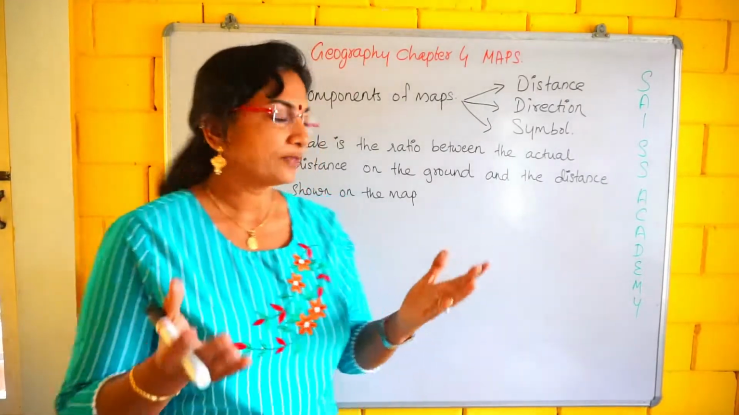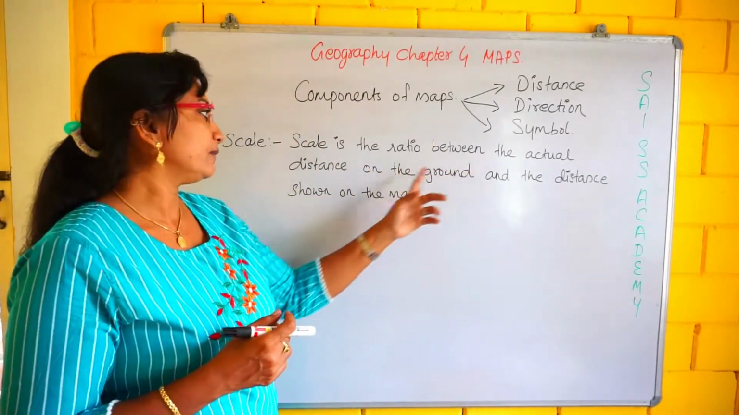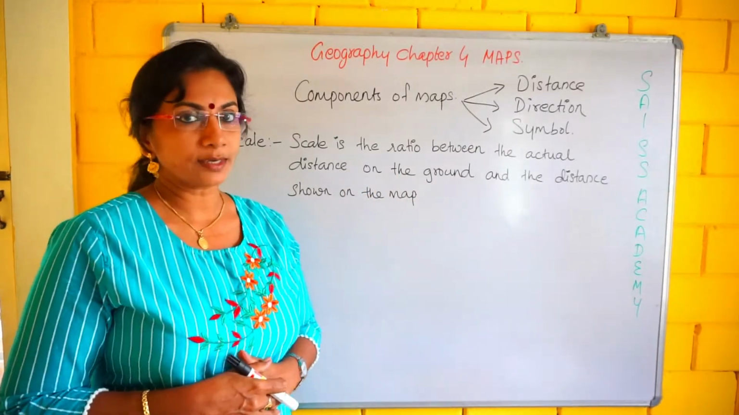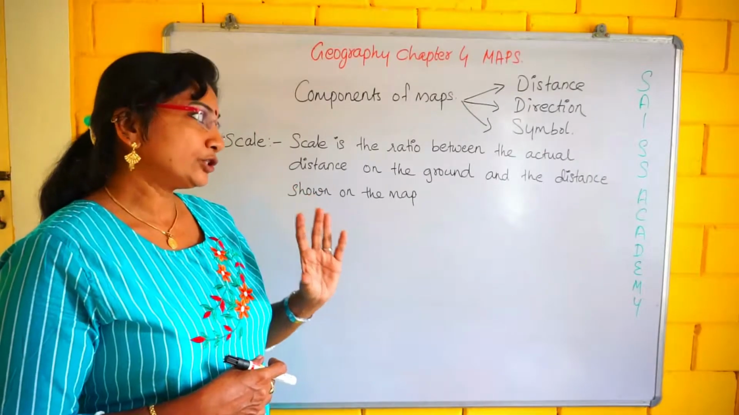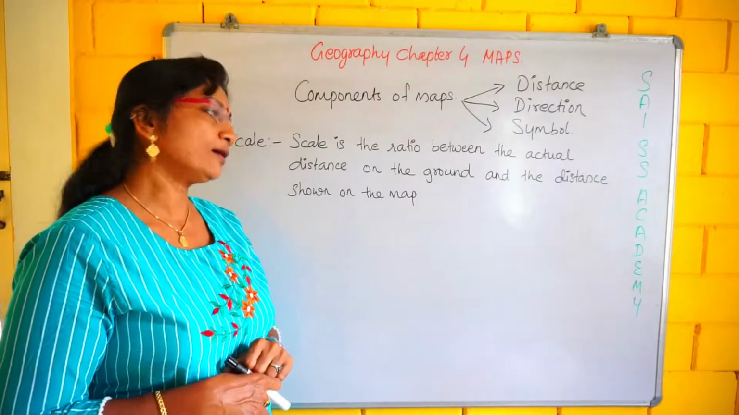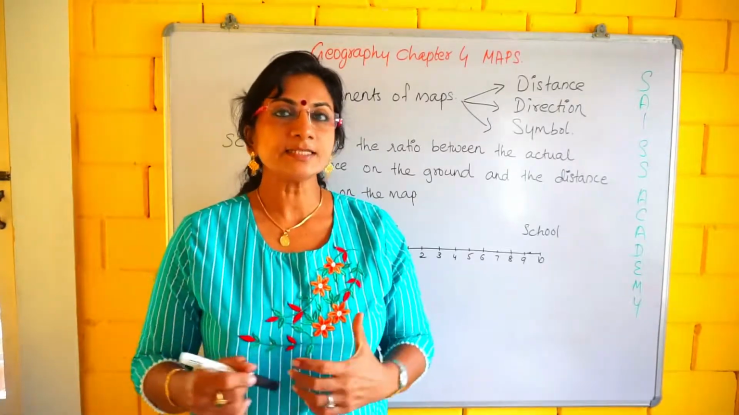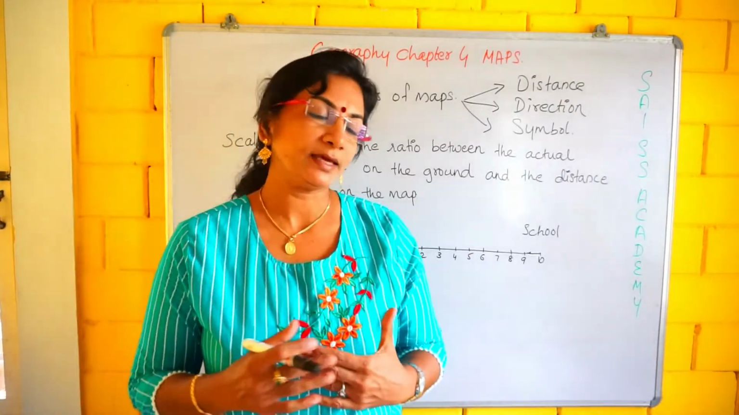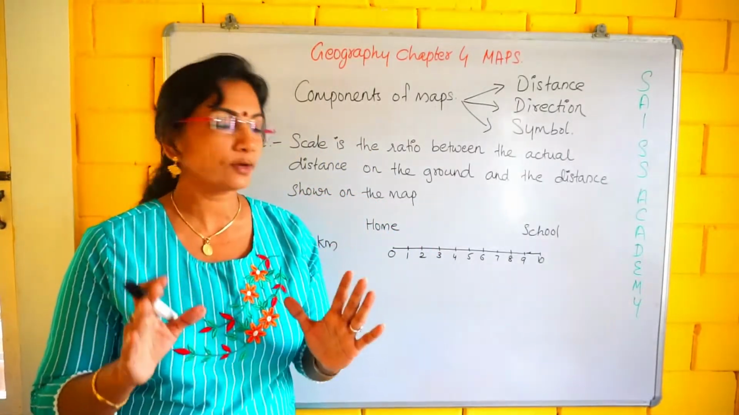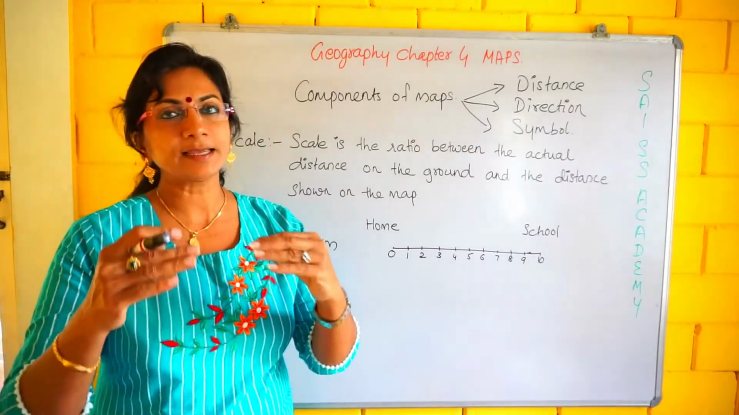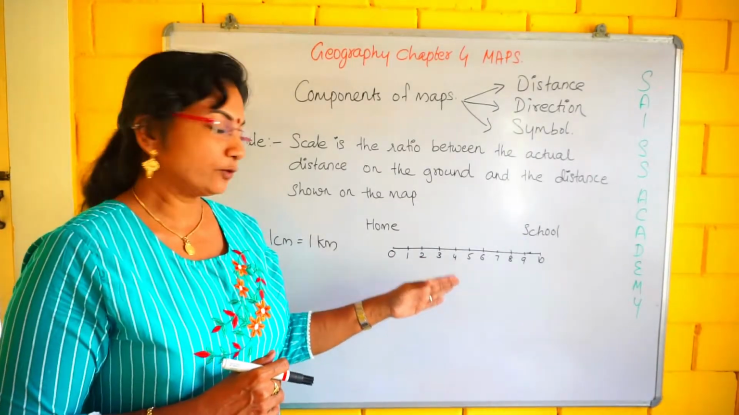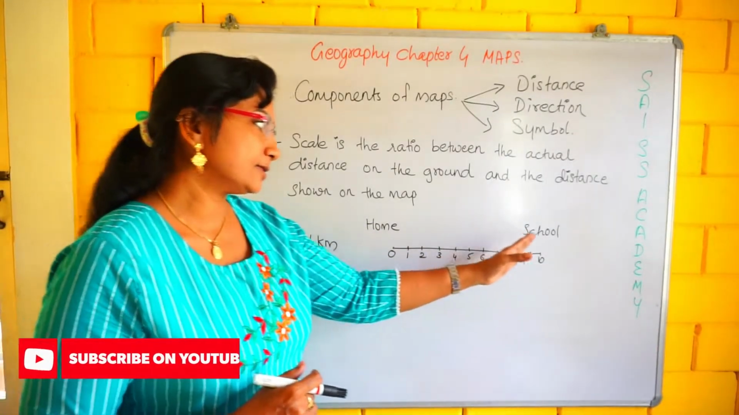So, what is a scale? Scale is the ratio between the actual distance on the ground and the distance shown on the map. For example, suppose the distance between your school and your home is 10 kilometers. If you show this 10 kilometer distance by 10 centimeters, this I will explain to you. That means this is your home and this is your school.